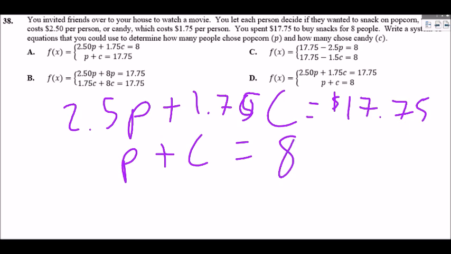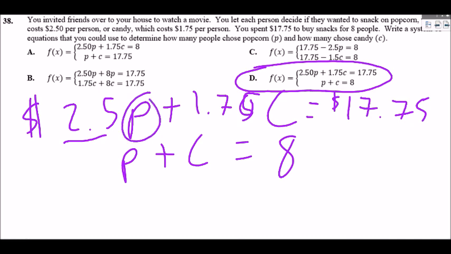Now we're looking for a system that looks like that in D. So notice this first one is all money based. So money times the number of people that bought that, money, number of people, equals money. And then this last one is total people, total people, total people.